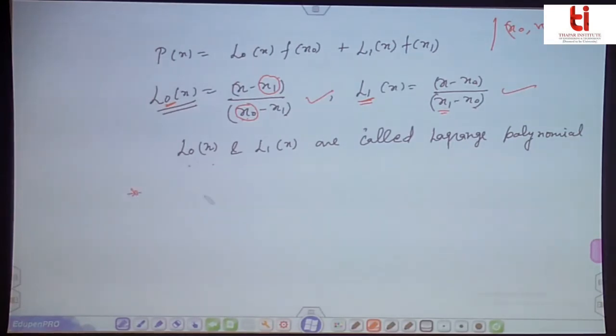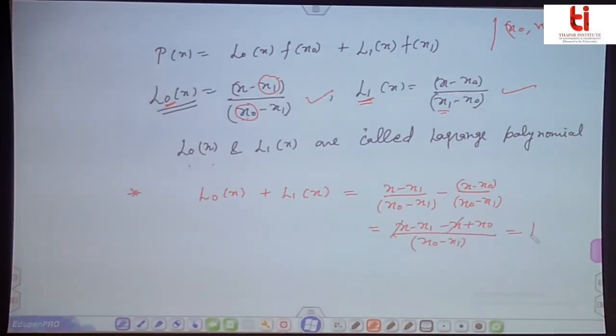The property of the Lagrange polynomial: L0x plus L1x, what would be the value? It is coming out to be 1. Why? Because we can write the denominator the same, x0 minus x1, so you are getting here x minus x1 minus x plus x0 upon x0 minus x1. So this is the value 1. So the first property of these Lagrange polynomials is what? L0 plus L1 is coming out to be 1. This is the first property.